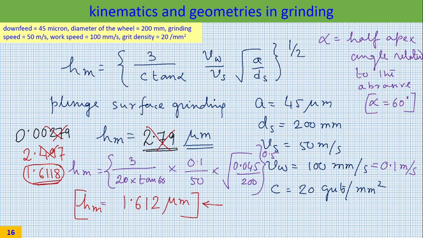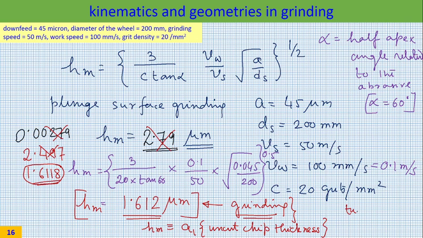So now you can understand why, in grinding, the size is so small. The size effect is there in grinding because HM, which is equivalent to A1 in machining, the uncut chip thickness, is markedly different. If you are doing turning, your A1 could very well be 0.1 millimeter, which is 100 micron, whereas in grinding you are getting a very small number, HM.